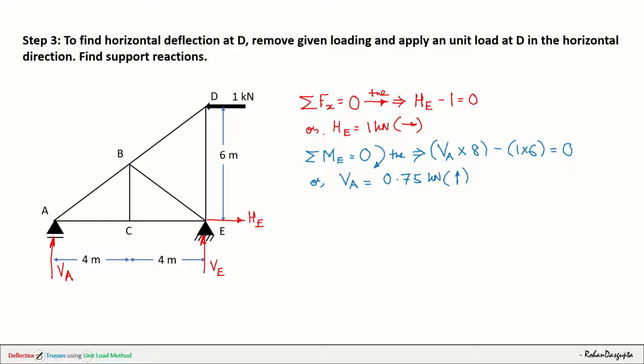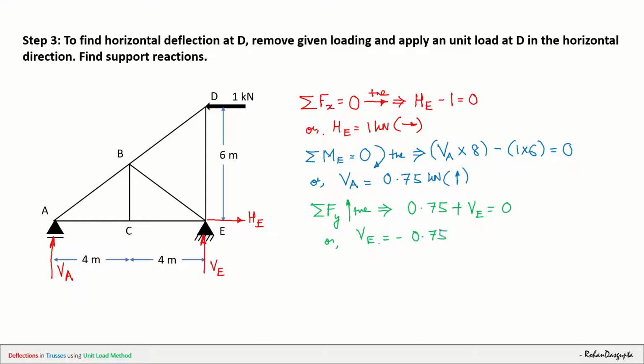Lastly, let us go for summation of Fy is equal to 0. And let me take the upward direction as positive. So here I will have VA in the positive direction. Already we know that the value of VA is 0.75. Okay. And we will have plus VE is equal to 0. Or we will get that VE is equal to minus 0.75.